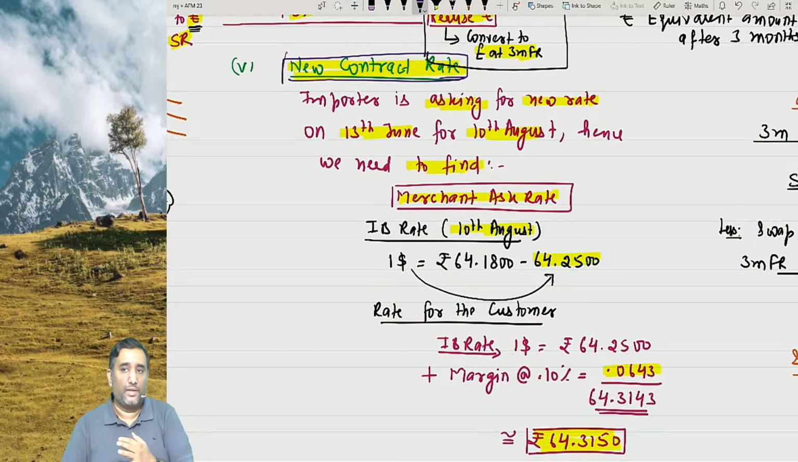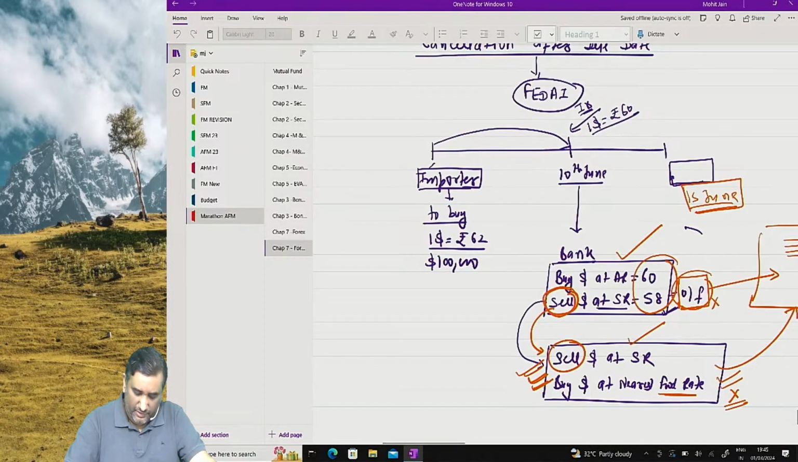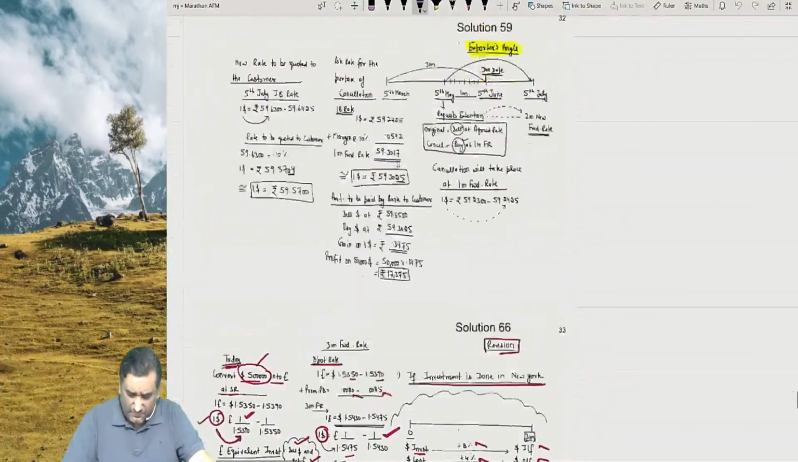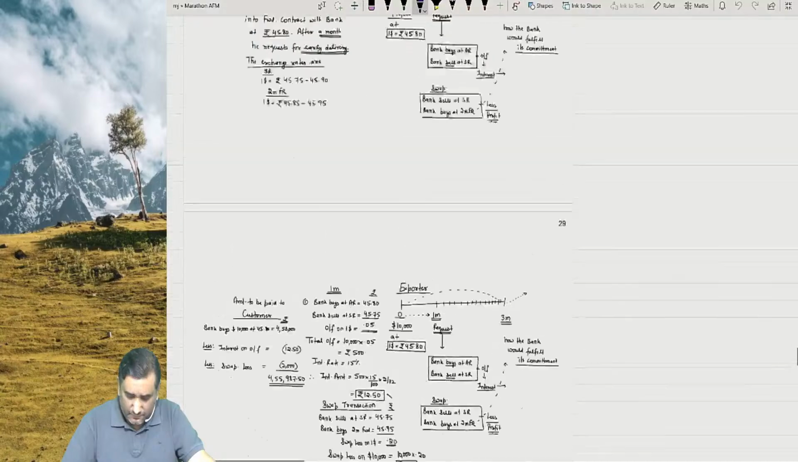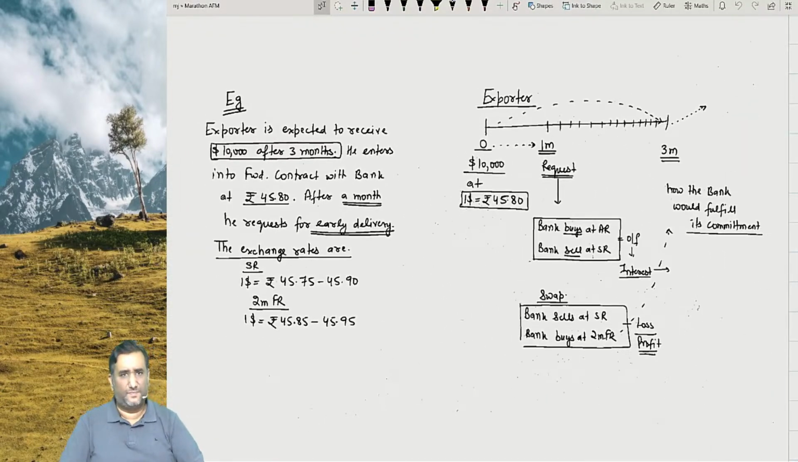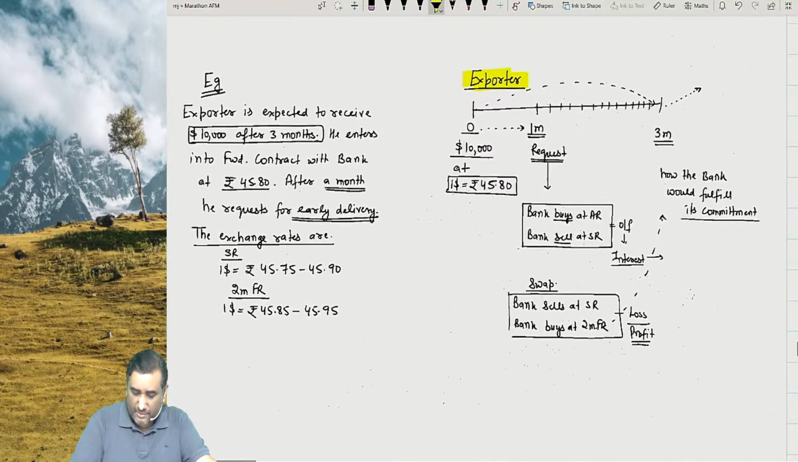Now I am moving to early delivery, exporter and importer. Early delivery. Yes, exporter I have given, I have given with the example only. This will be much easier to understand from the swap transaction point of view. Exporter I have taken here. This is slide number 28.